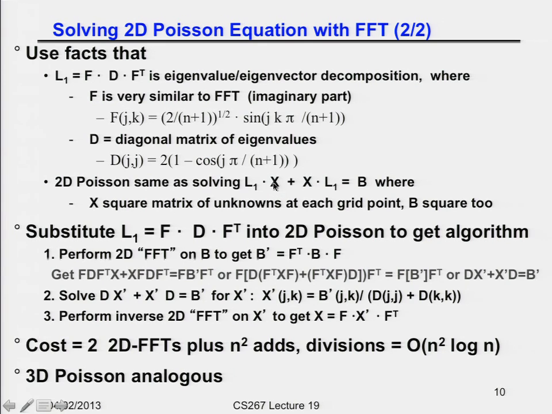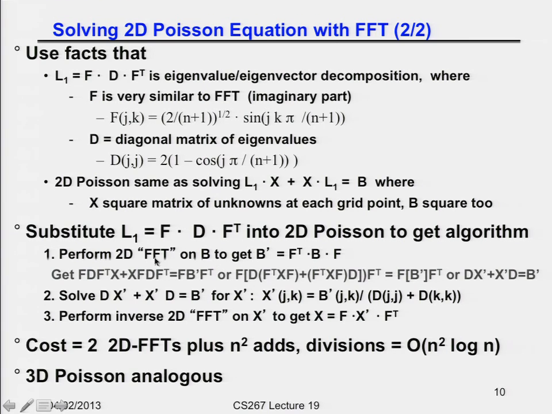So how do I solve this with the FFT? Here's the three-line solution. I'm going to do the two-dimensional FFT on my matrix of right-hand sides. So B is a two-dimensional matrix. I'll do the 2D FFT. What does that mean? That means I'm going to multiply B by F on this side and F inverse, F transpose on that side. And I'll get a new matrix B prime. So there's a big chunk of the cost. There's n squared log n.